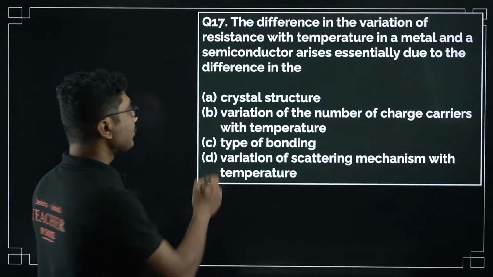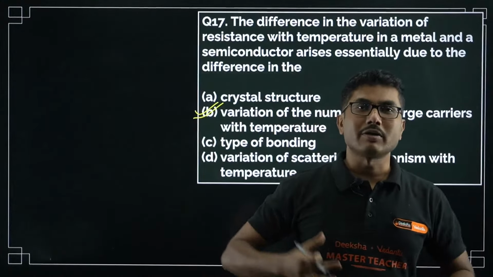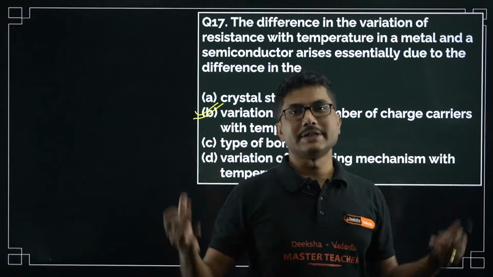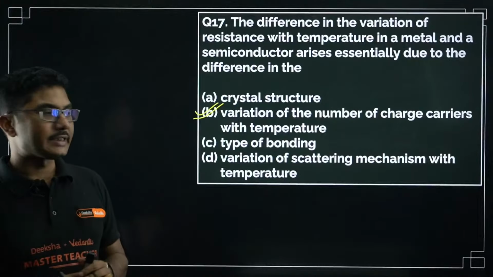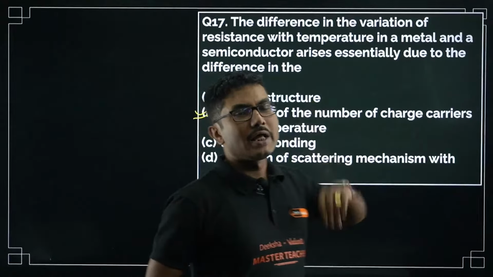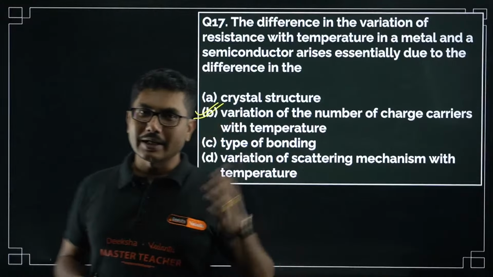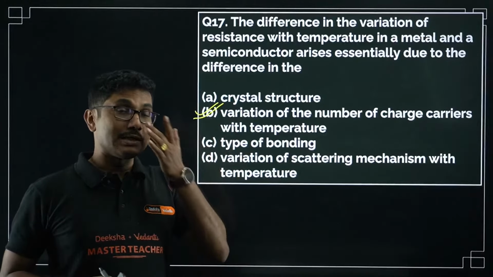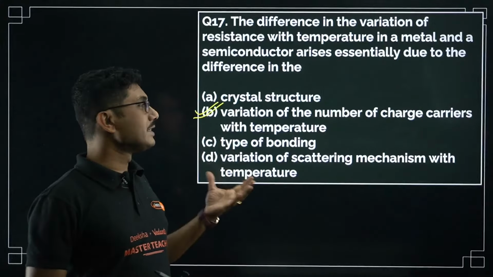Phonics is saying option B. Yes, this is the correct answer, because in metals the free electron levels almost remain the same. As you increase the temperature, the electrons start vibrating, and their number does not change, but their relaxation times decrease. That's why their resistivity increases.